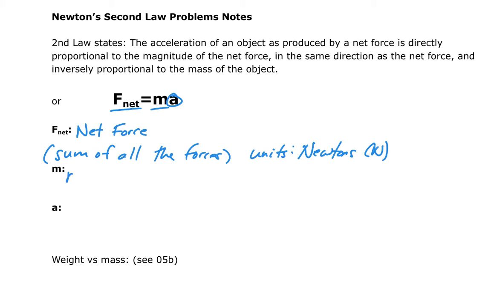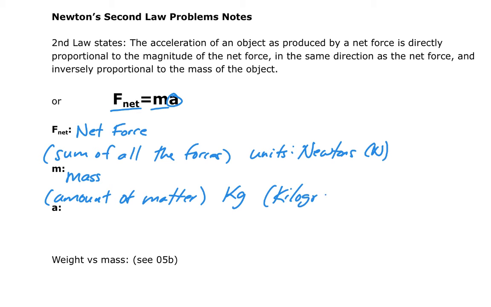Okay. Remember, m is going to stand for mass, and that's just the amount of matter, and that doesn't change regardless of where you are in the universe. And we are going to always use kilograms to measure mass. We could write this out if we wanted to, just so you remember what it is. Okay, kilograms. And remember, a stands for acceleration, and our units for acceleration are simply meters per second squared. That's just the amount of speed that an object gains per unit of time. So it's the rate of change of speed.